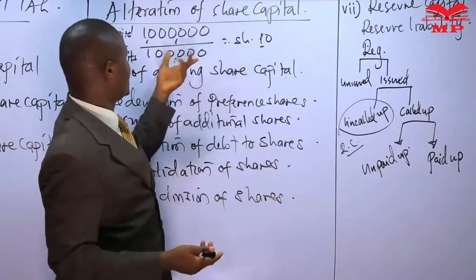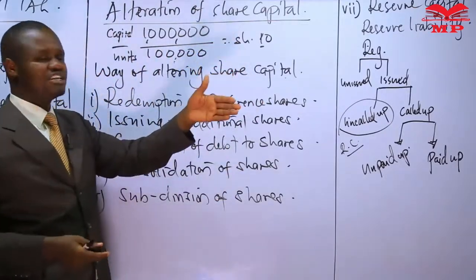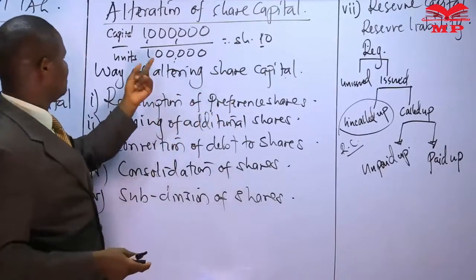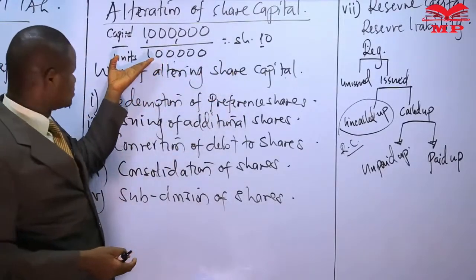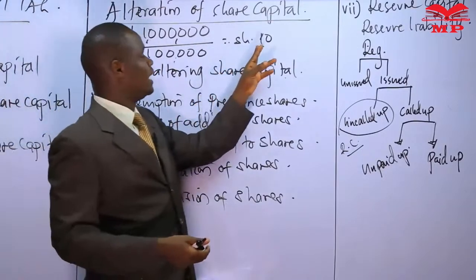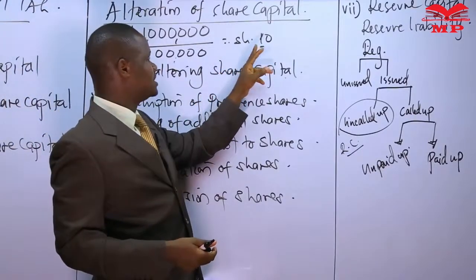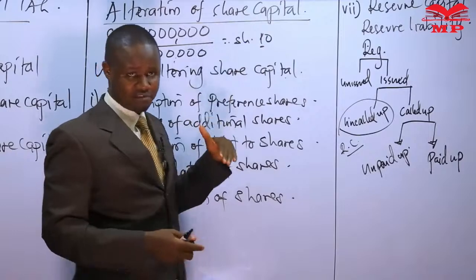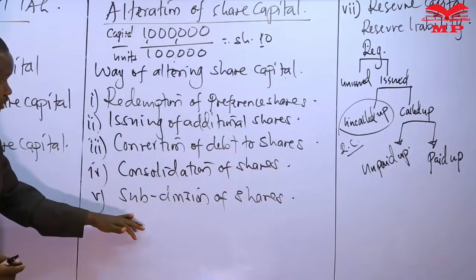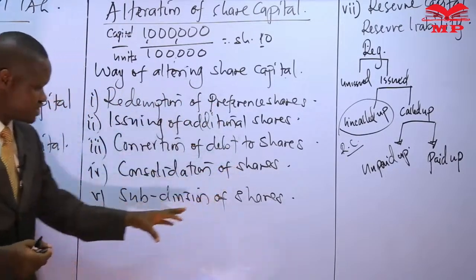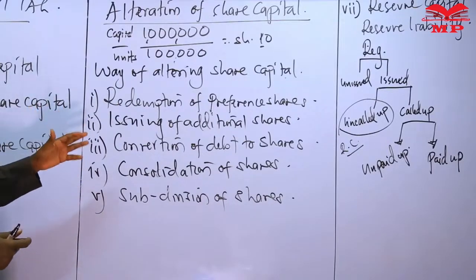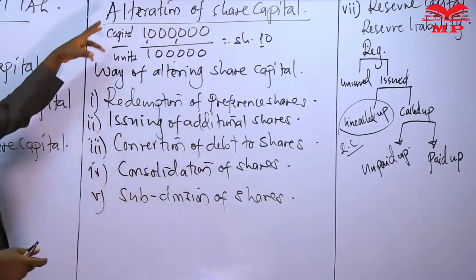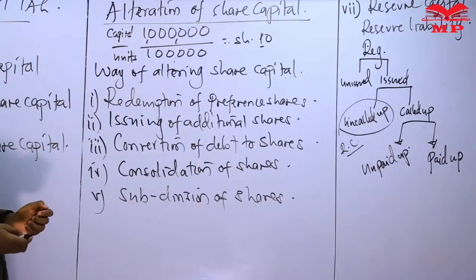For instance, if our shares were to have every share be divided into 2, then we will have our number of units increasing from the present 100,000 to 200,000, where the value per each unit now falls from 10 to 5. Now that's a subdivision of shares. All these transactions have to be authorized by the Articles of Association, and as you note, they are all resulting into a change or an alteration of the company's share capital.